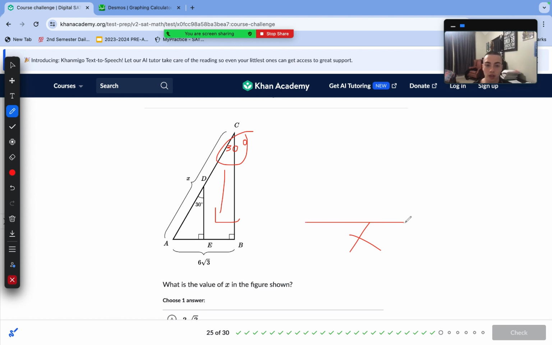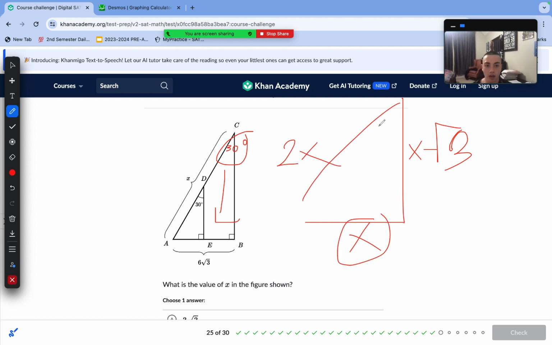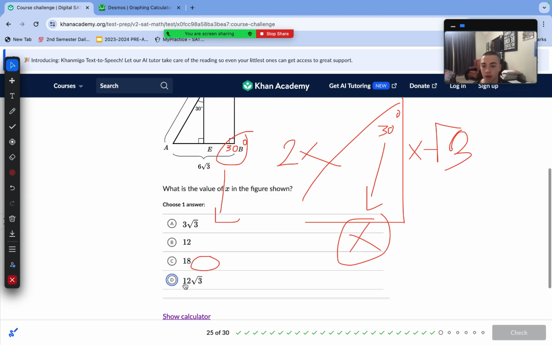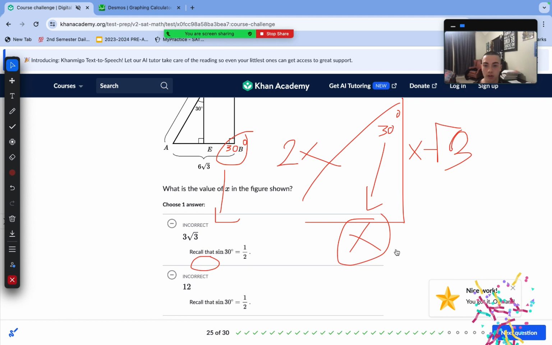So usually this 30, 60, 90 triangle works such as this, where x is opposite the 30 degree angle, it opens up onto the x, and then we can multiply the x by 2 to find the length of the hypotenuse. That's all we're going to do here. 6 times the square root of 3 times 2 is 12 times square root of 3. That means answer choice D is correct.